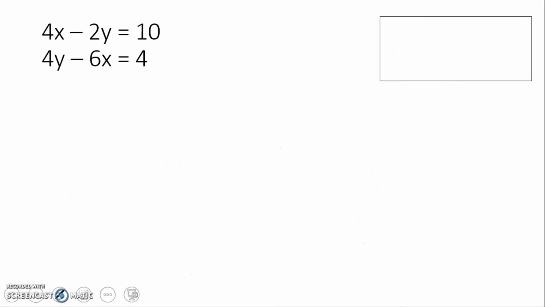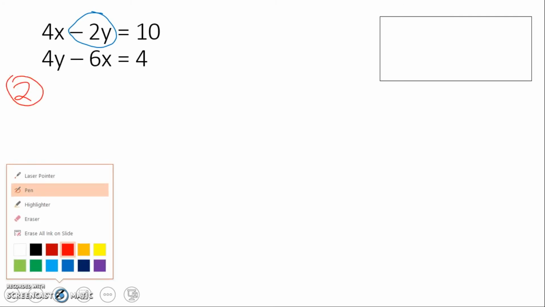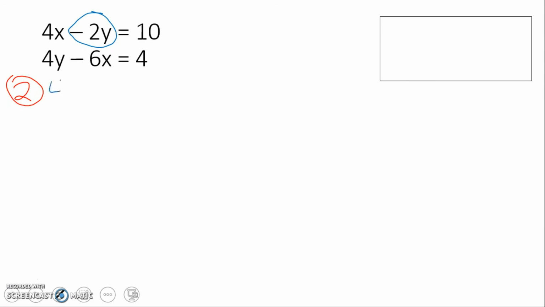Right, and then for the next problem, I'm going to choose negative 2y as my term. I'm guessing that most of you are starting to see some hints about which terms we should choose. But we'll talk about that more in class tomorrow.